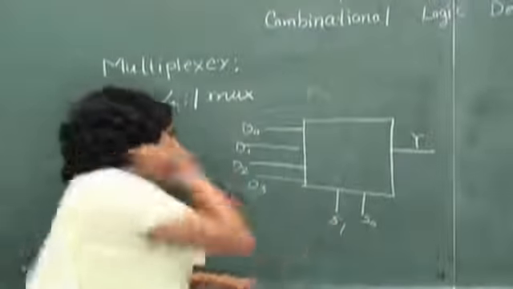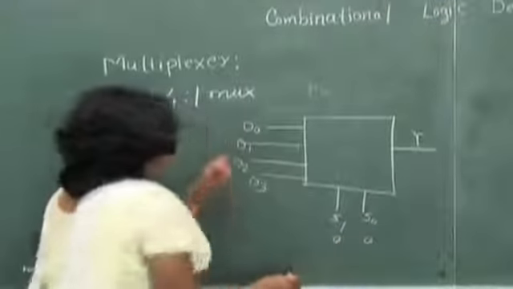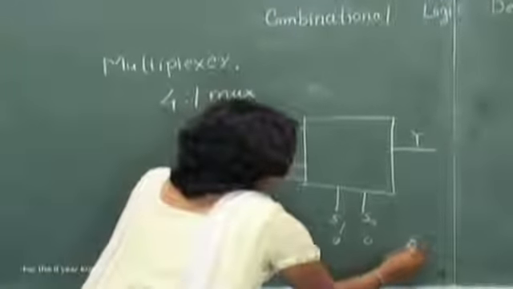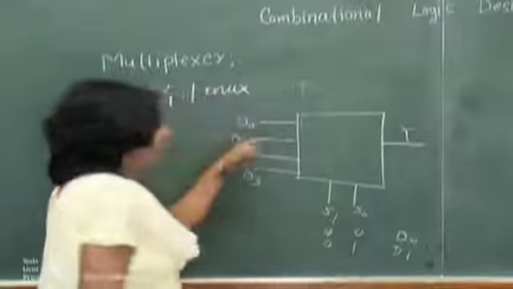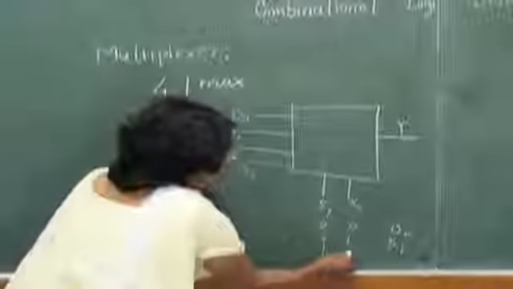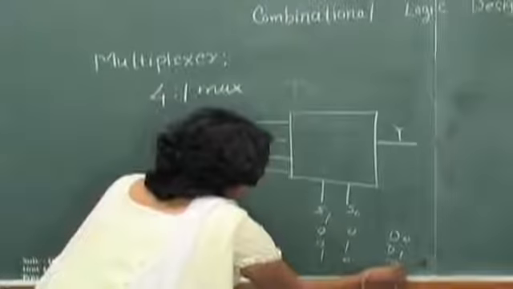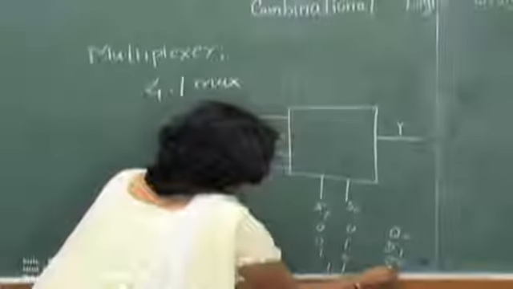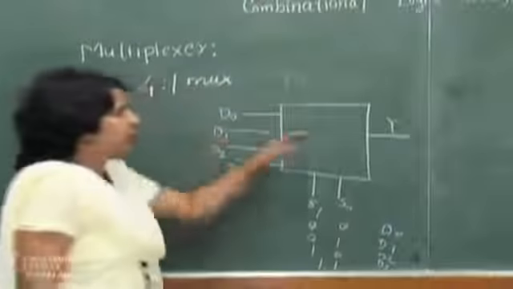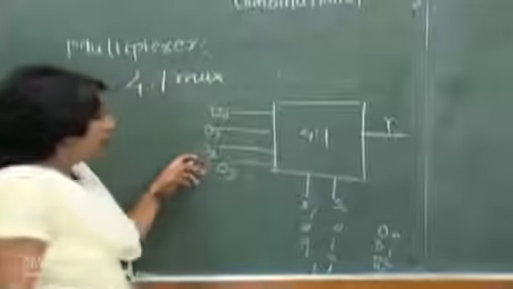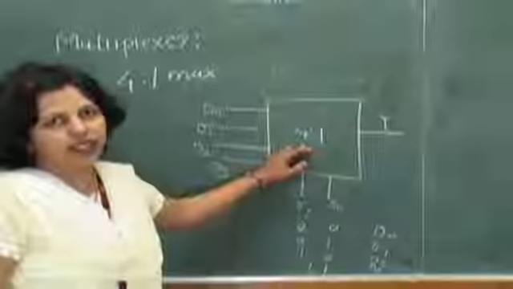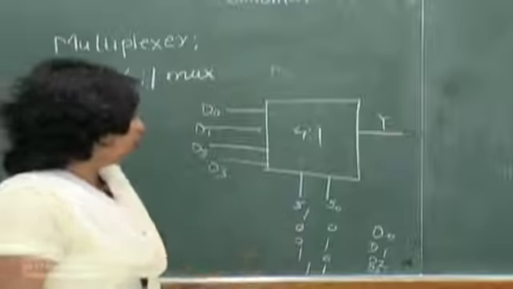If S0 and S1 are both 0, 0, then the D0 line will be selected. If it is 0, 1, the D1 line will be selected and connected to the output. If it is 1, 0, then the D2 line, and if it is 1, 1, the last D3 line will be connected to the output. Similar to the 2:1 mux, the equation for the 4:1 mux is also written and designed using logic gates.